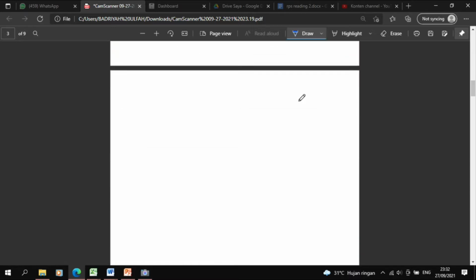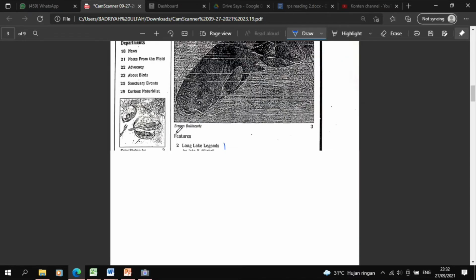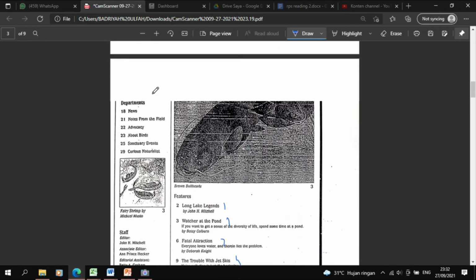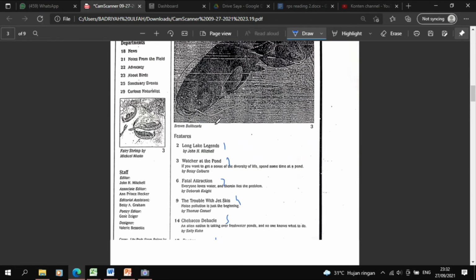Ya kan, nggak perlu dibaca semuanya. Sudah menemukan features, how many? Berapa banyak? Oh, 1, 2, 3, 4, 5, 6. You don't need to read. Nggak usah dibaca gitu, karena scanning ini. Jadi Long Lake Legends by John, no, you don't need that.